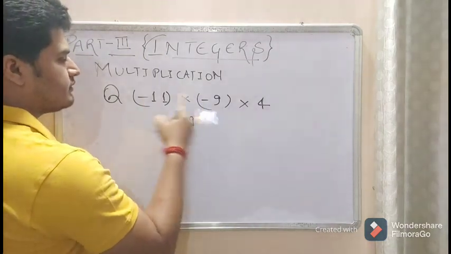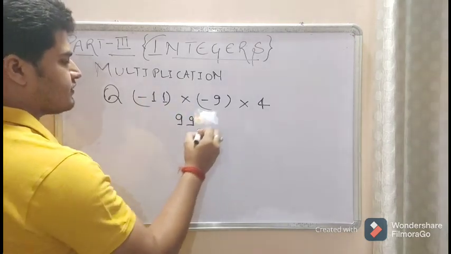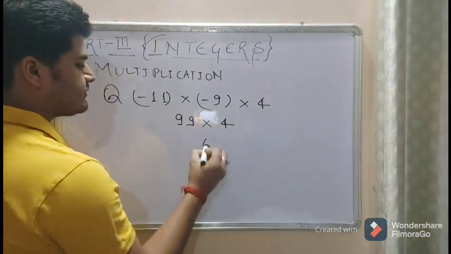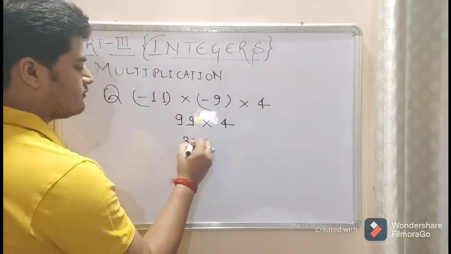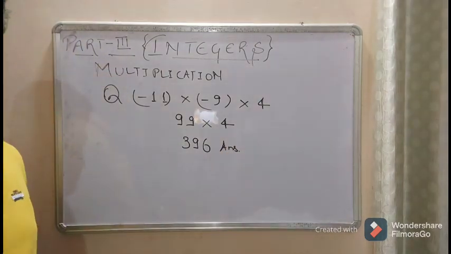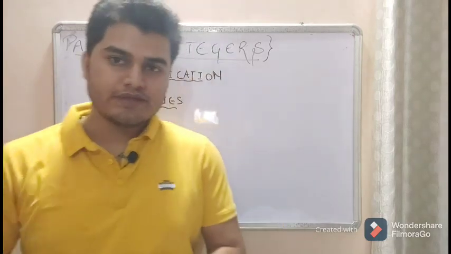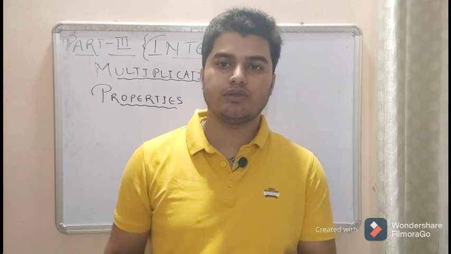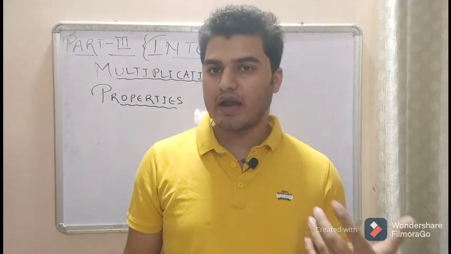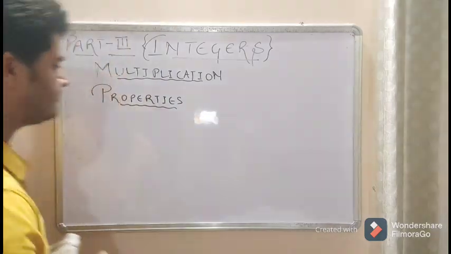Minus into minus, I will check the sign with the sign. Minus with the minus will give me positive. So 99 into 4, 9 4s are 36, 3 carry, 9 4s are 36 and 3 is 39, so 396, positive 396 is going to be the answer. So in this way we can solve some of the problems. So next is properties being followed while doing the multiplication of integers. Property number 1, as we discussed in addition and subtraction also, is called the closure property.